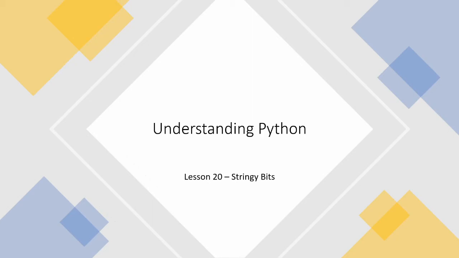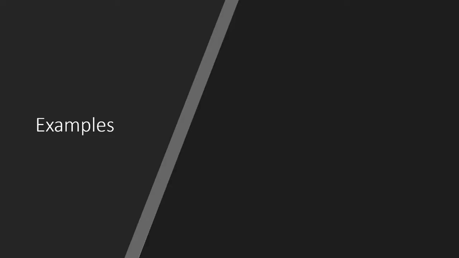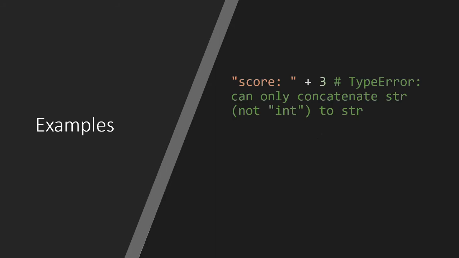Welcome back. Today we're going to be looking at string formatting in Python. We're in essence going to be bringing the stringy bits together. So of course in Python you have strings, but you also have other data types. So you know that if you try this, you'll get a type error.